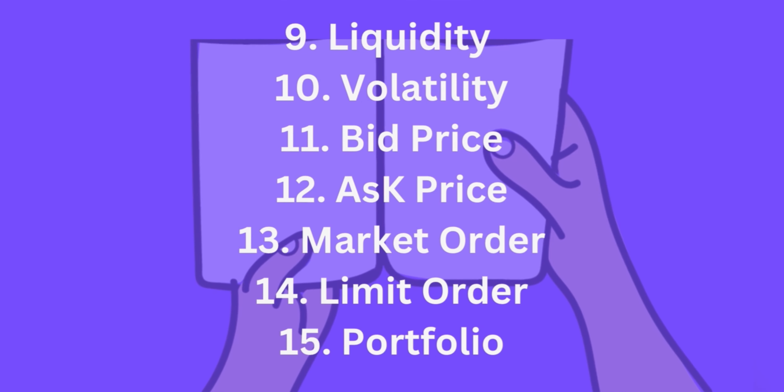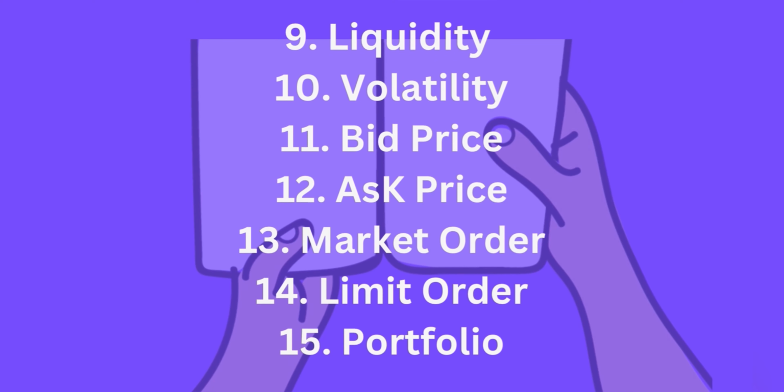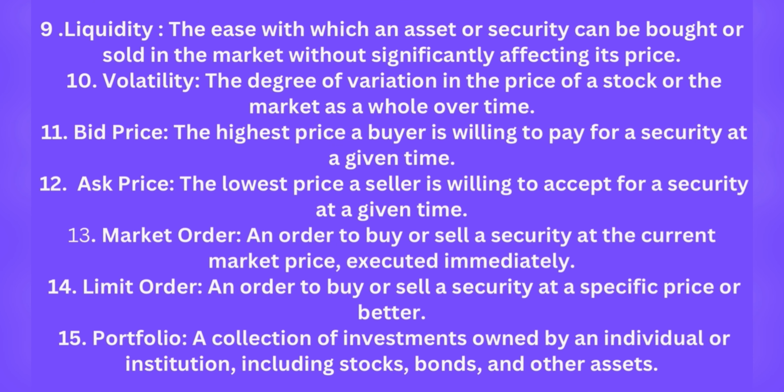Learning a few basic terms is important to understand the stock market. Liquidity, volatility, bid price, ask price, market order, limit order, portfolio. First is liquidity. Liquidity refers to the efficiency or ease with which an asset or security can be converted into ready cash without affecting its market price.